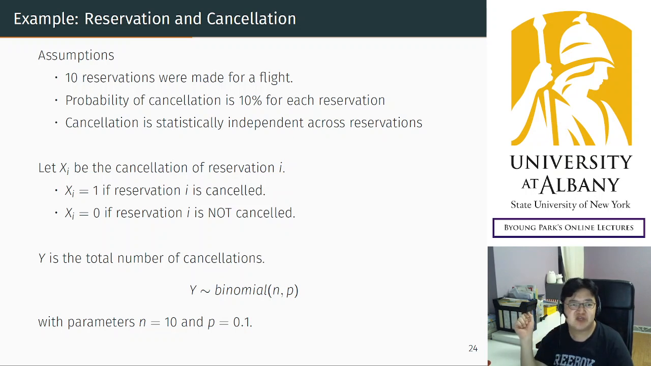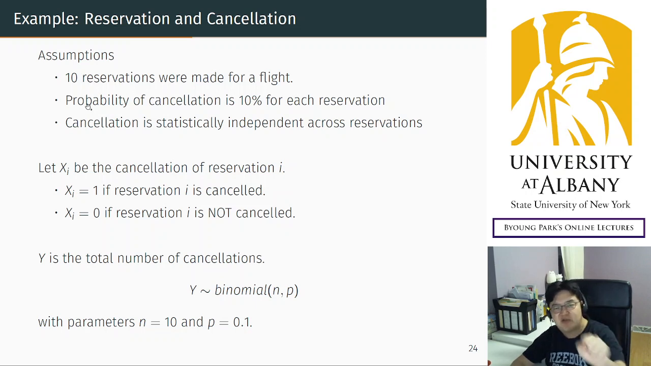We will consider reservations and cancellations. Think about you are a manager of a flight. Say you work for an airline company and you handle reservations and cancellations. And suppose that for a flight you accepted 10 reservations, right? 10 reservations were made for a flight. And suppose that the probability of cancellation for each reservation is 10%. So a single reservation may be cancelled with 10%.